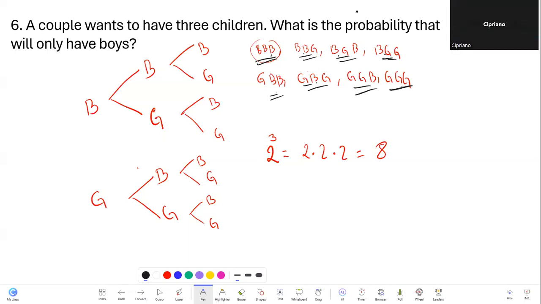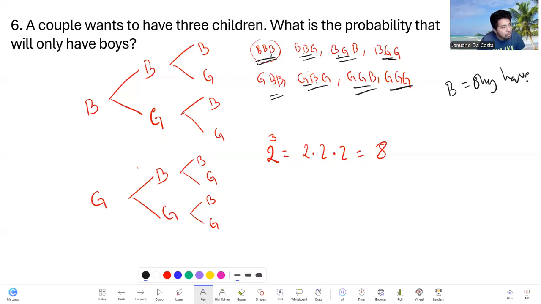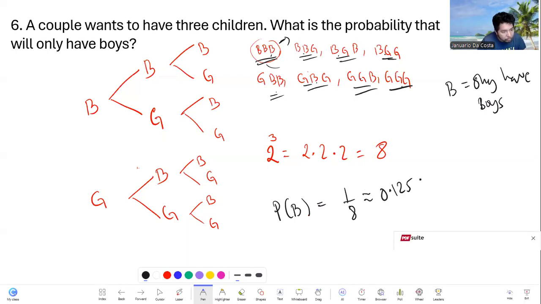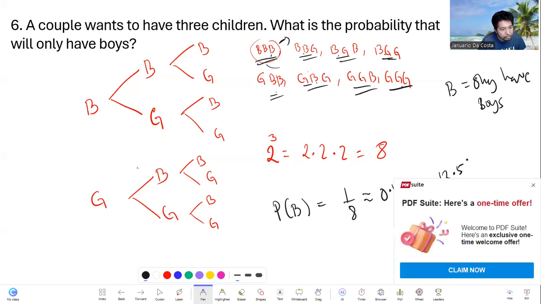So if we really want to calculate the probability of only having boys, let's suppose B is only boys. How many events have only boys? Only one event has only boys. So the probability of B is simply 1/8, or approximately 0.125, or approximately 12.5%.